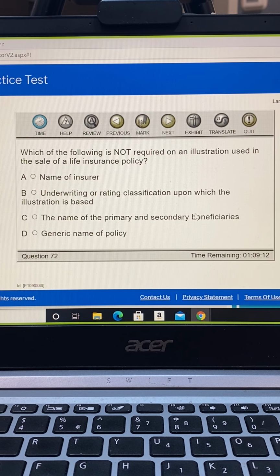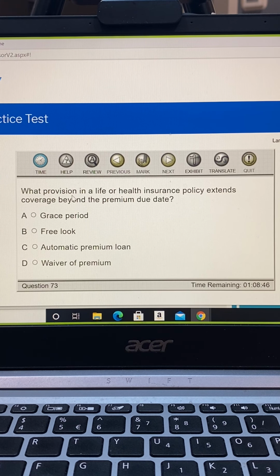Which of the following is not required on an illustration used in the sale of a life insurance policy? Name of primary and secondary beneficiaries? Right, because you can put the estate. What provision in a life or health insurance policy extends coverage beyond the premium due date? That's a grace period. You was looking for that.